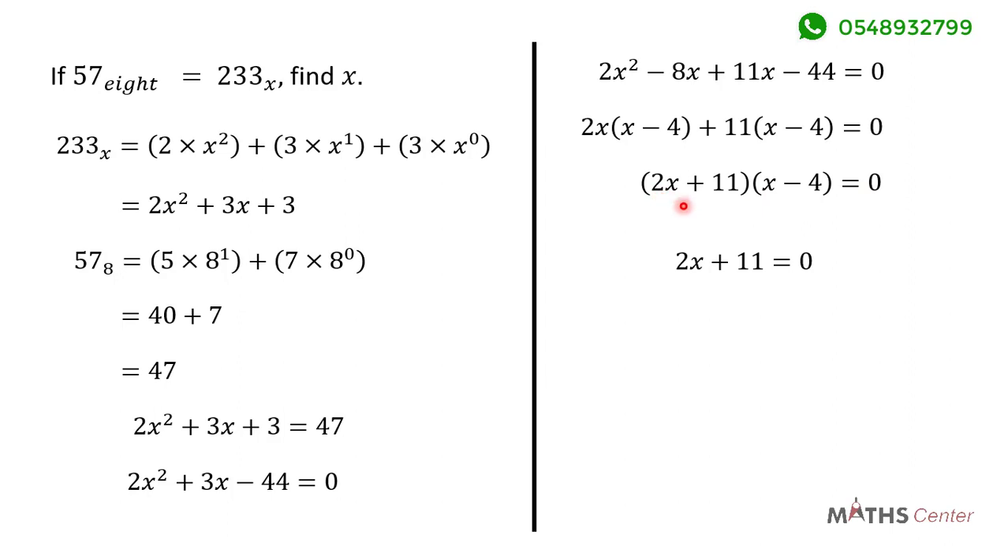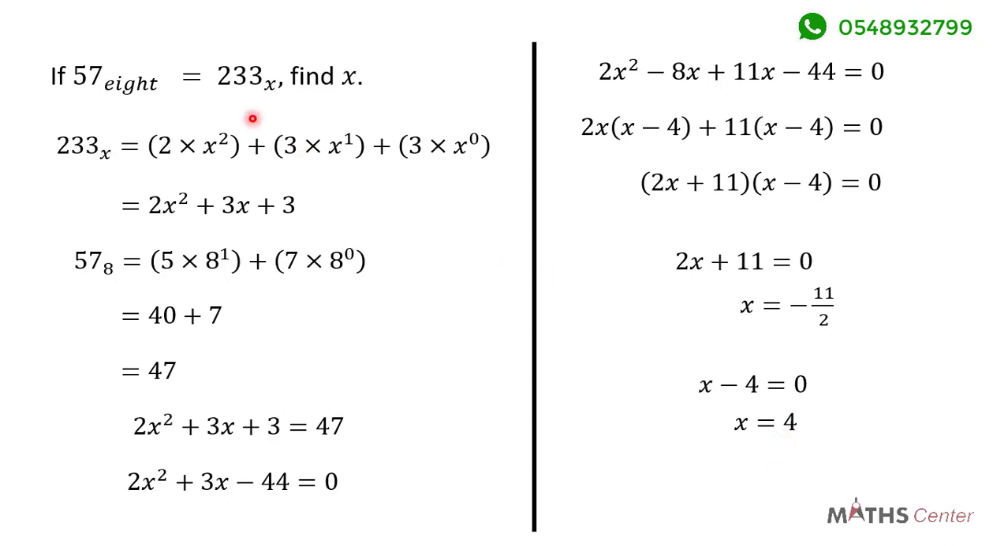So for the first bracket, we will have 2x plus 11 is equal to 0. When we simplify this, we will have x is equal to negative 11 divided by 2. And for the second bracket, we will have x minus 4 is equal to 0. And this will give us x is equal to 4. So we have two values of x here. The first one is x is equal to negative 11 divided by 2. And the second one is x is equal to 4.